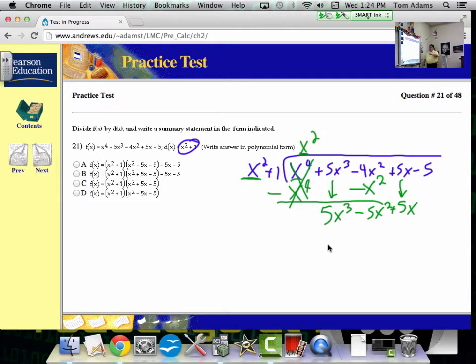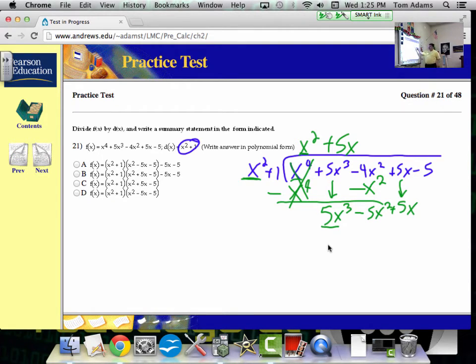But I want to say to myself, what do I multiply x squared by to get 5x cubed? 5x. So I'm going to say positive 5x.